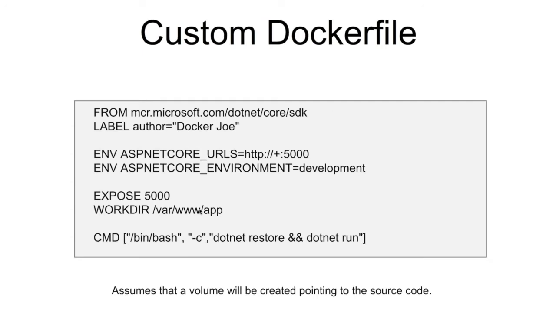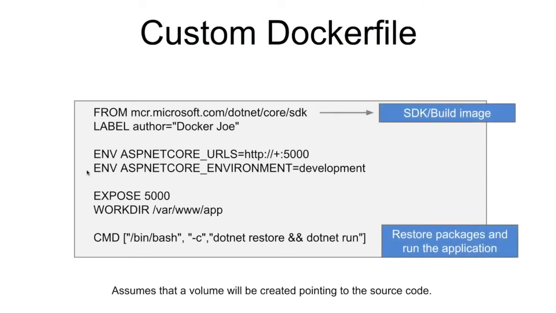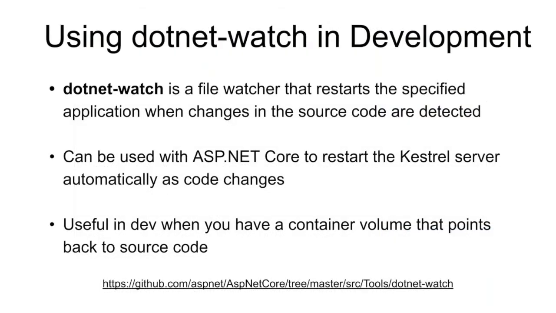Now you'll notice there's no code here though. Well, again, the information here at the bottom says this assumes that we'd create this kind of pointer from the container back to our source code. Although we're not going to have time to cover that aspect today, I have plenty of examples up on GitHub if you want to check that out, or you can go check out the Docker docs. All right, so let's dive in a little bit more here. So there we go. We have our SDK build, and then we're going to restore packages and run the application. Very basic Dockerfile to get us started.